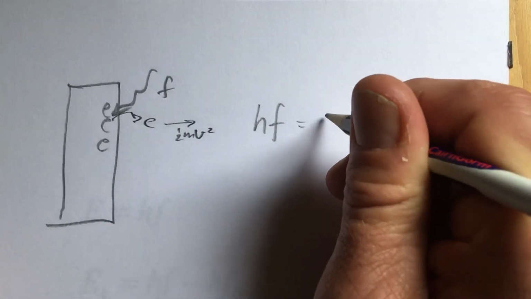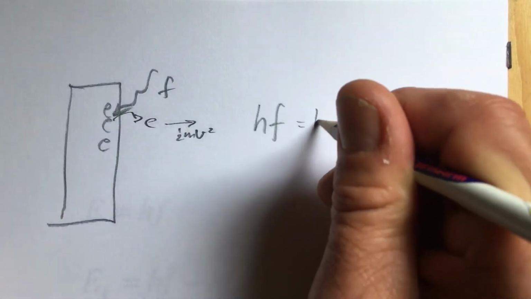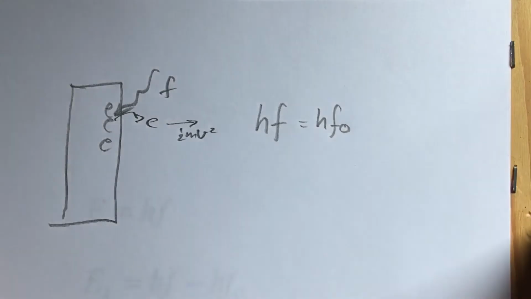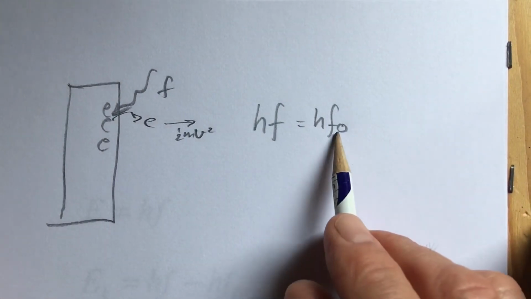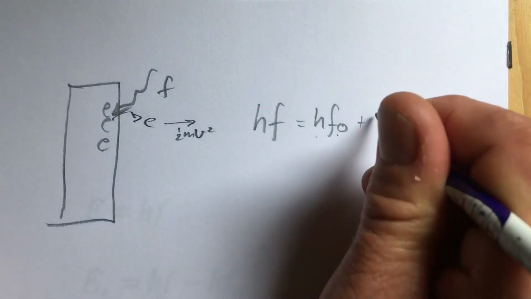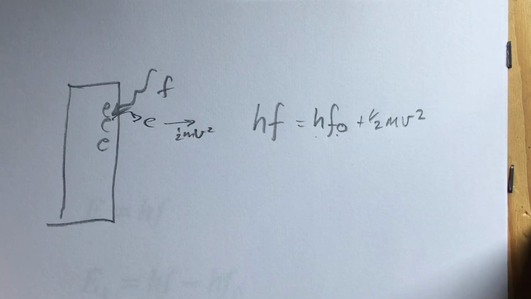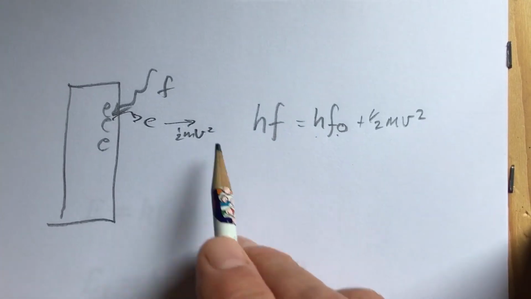So it's got to be equal to the energy needed to release the electron, which is something called the work function, which is the threshold frequency times Planck's constant, and then it also provides the actual kinetic energy of the electron which is emitted, so the extra there.